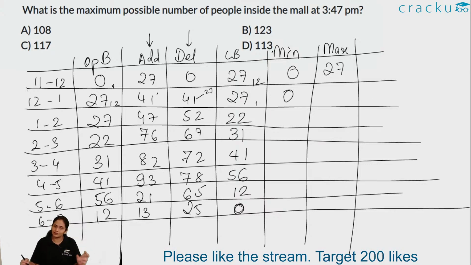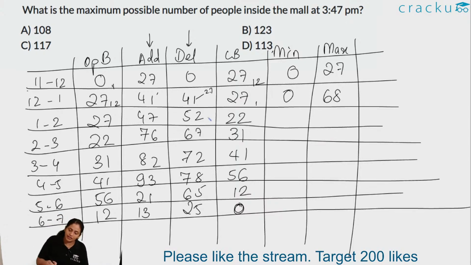What would be the maximum value? Suppose all the 41 people who came into the mall between 12 and 1 came at exactly 12:01. Then how many people would be in the mall? That would be 27 plus 41. So this would be 68. So you can find min and max values in this way.